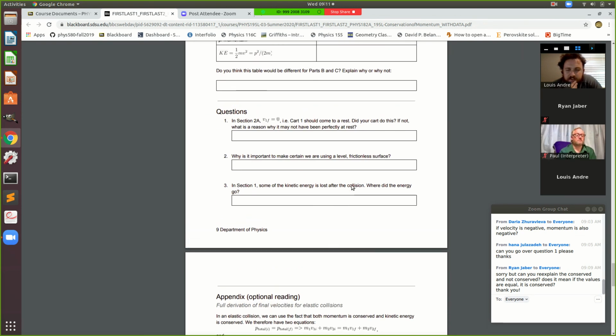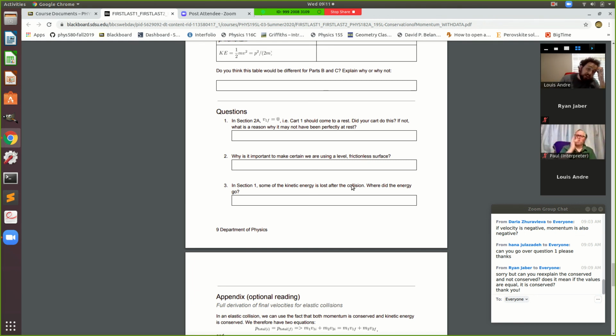As far as question 2 goes, why is it important to make certain we're using a level, frictionless surface? Level because you don't want that cart to start accelerating down the track, right? You want to give it some initial velocity, and you want it to stay at that velocity. But if it's accelerating because it's at an angle, that's going to throw off all your numbers, right? So that's why you need a level surface. Friction on the surface is the same thing. If the cart's experiencing friction as it rolls down the track, it's going to slow down, right? So your velocity is going to change because there's a force being applied to it.